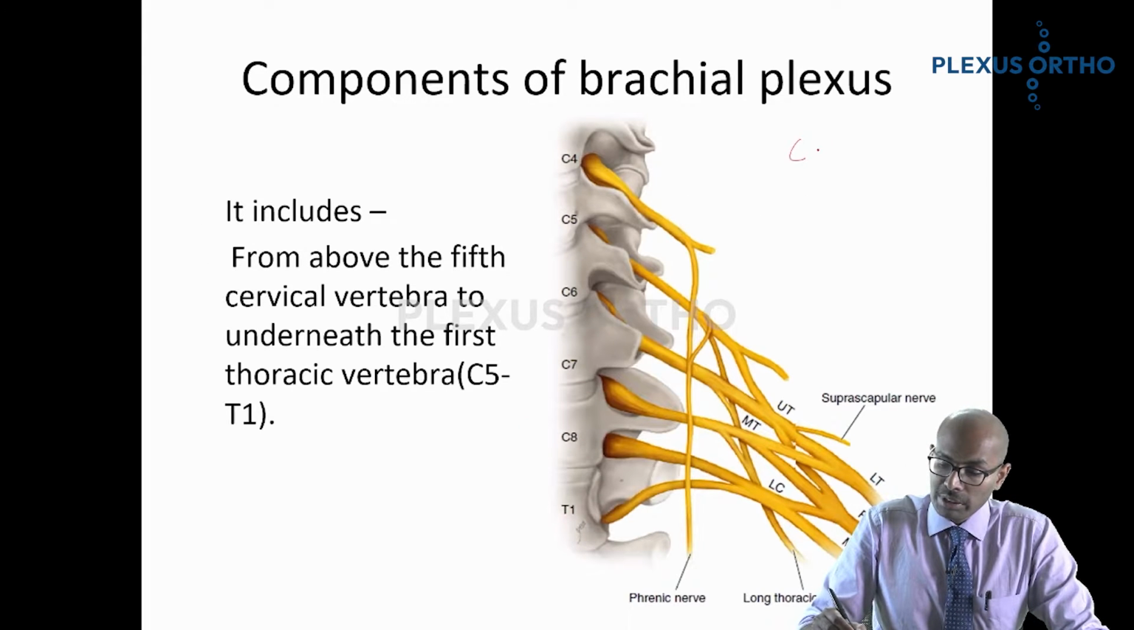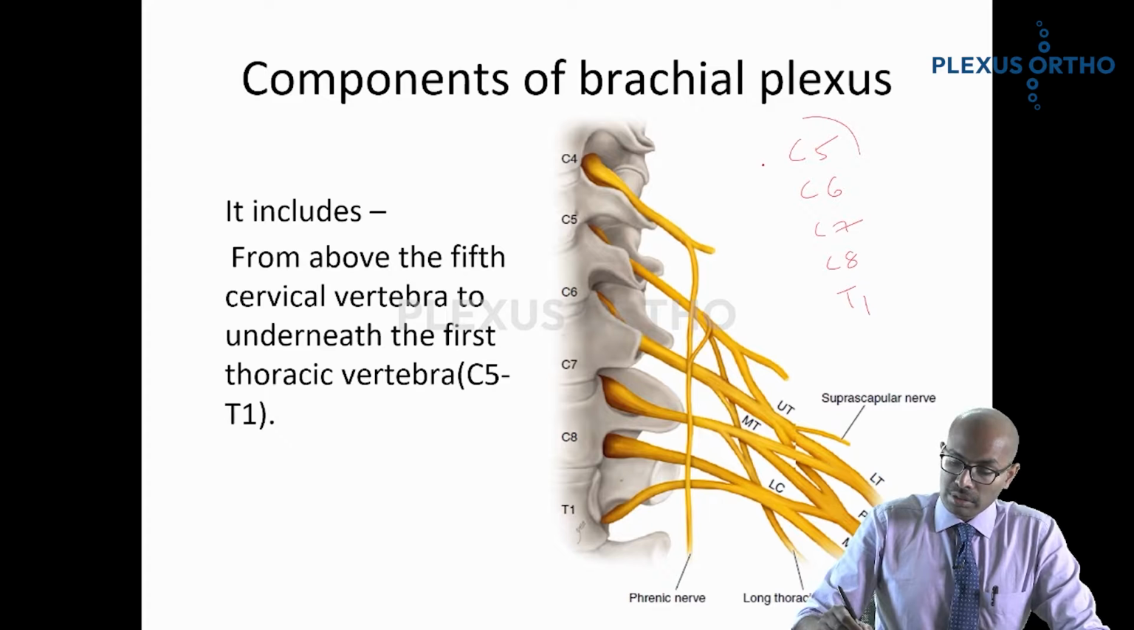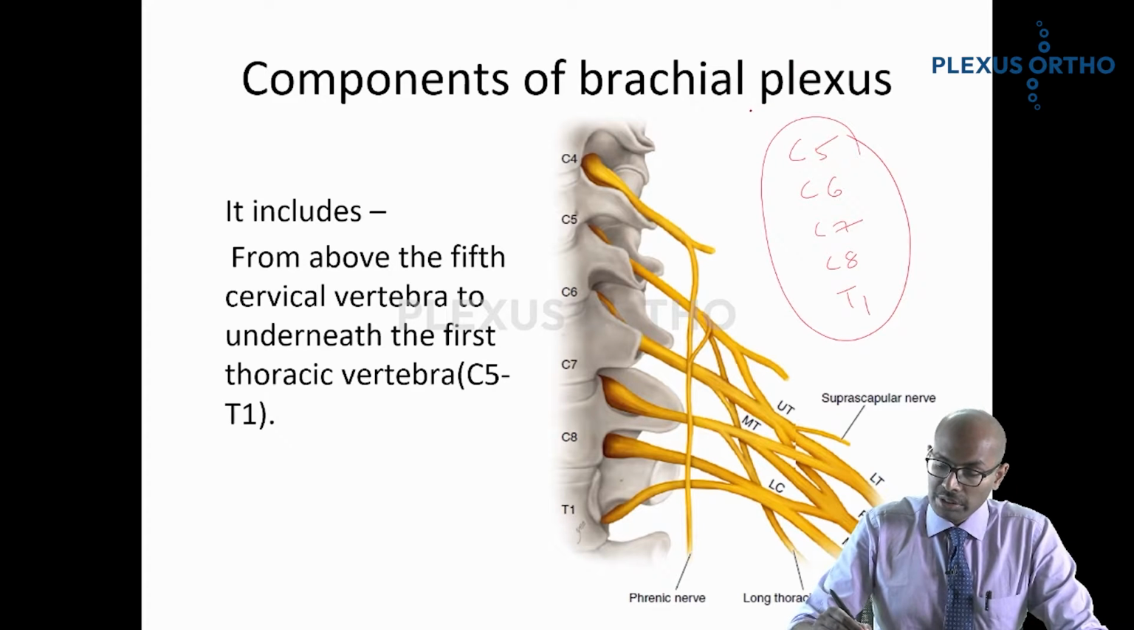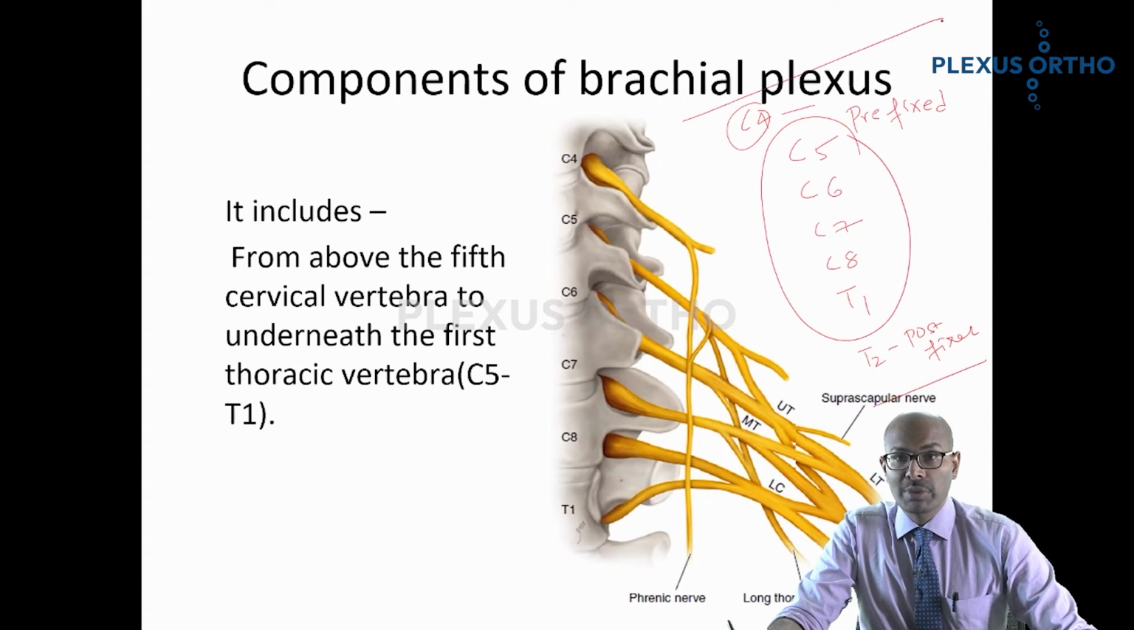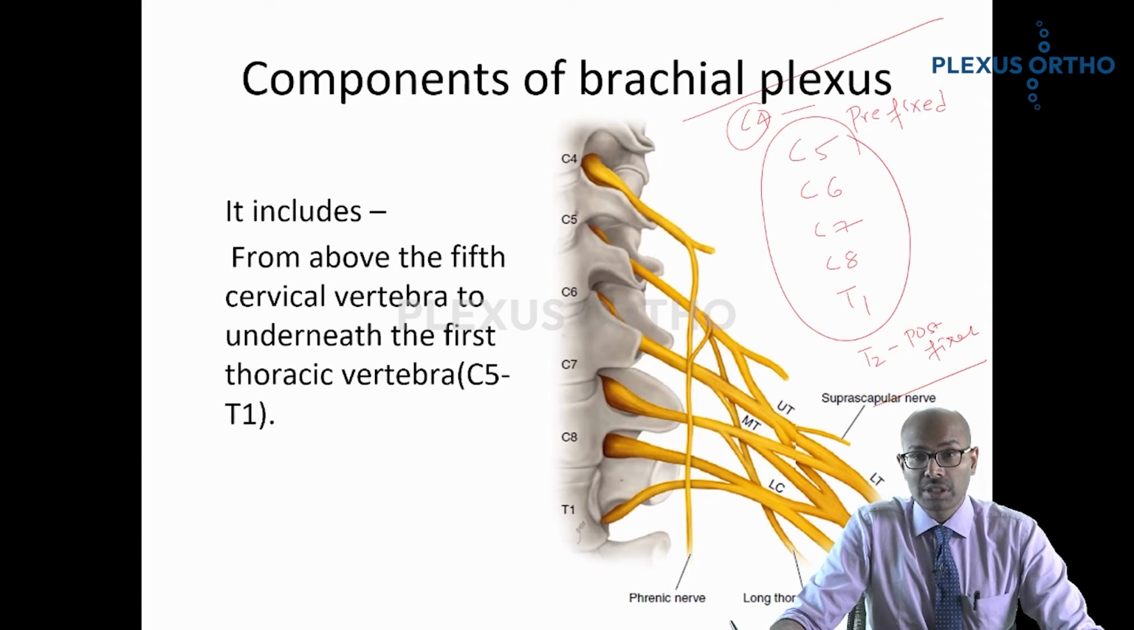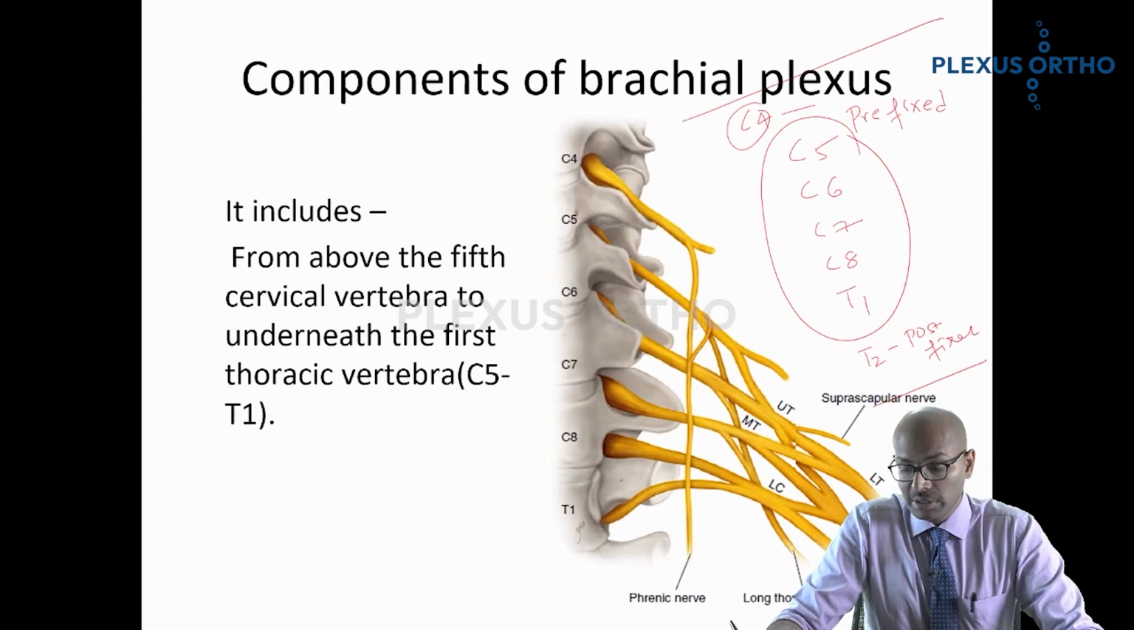What are the components of the brachial plexus? The components of the brachial plexus are basically C5, C6, C7, C8, and T1. Sometimes there is a contribution of the plexus from C4. What is it called? It is called a prefixed brachial plexus. Sometimes there is a contribution from T2. This is called a post-fixed brachial plexus. So prefixed and post-fixed. This question may be asked in your exams and practical, so you must remember this. C4 is a prefixed brachial plexus and T2 is a post-fixed brachial plexus.